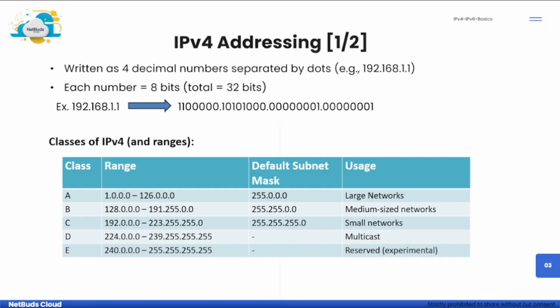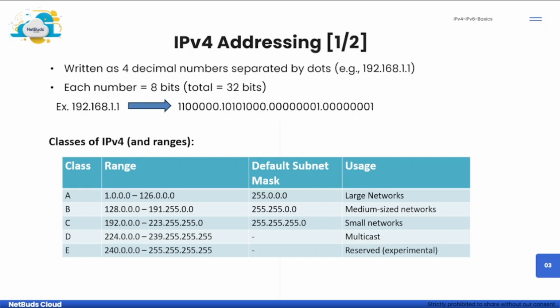Let's talk about IPv4 addressing. An IPv4 address has 32 bits. It is written in decimal numbers separated by dots, like 192.168.1.1. In IPv4, there are 5 classes. Class A, B, C we are normally using in computer networking. Class D is also part of computer networking, but we use it for multicast. Class E is only used in research and development. It is reserved for experiments only.